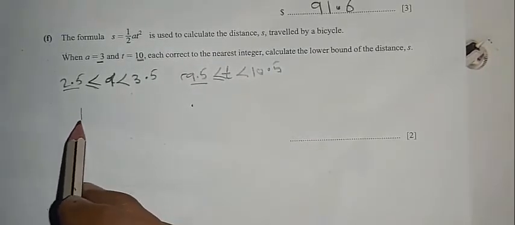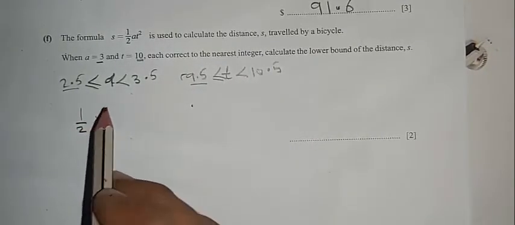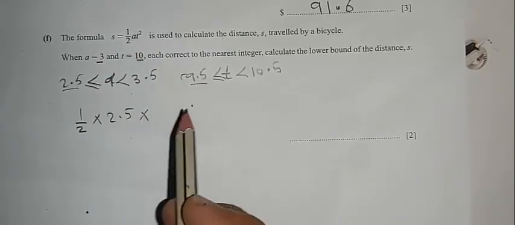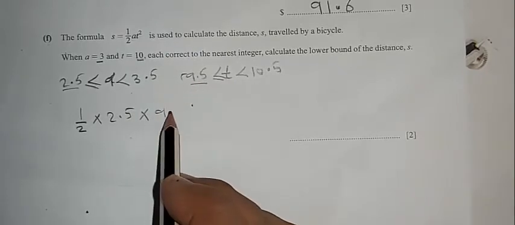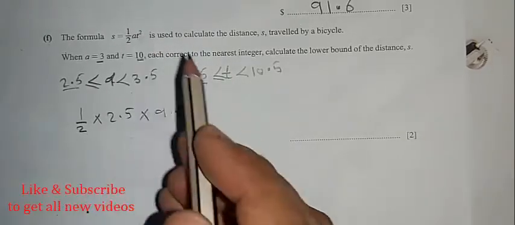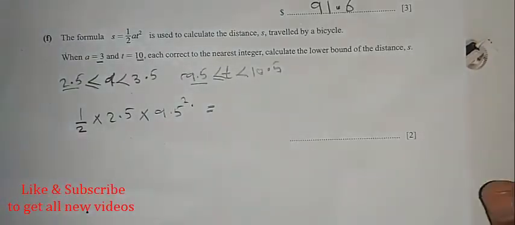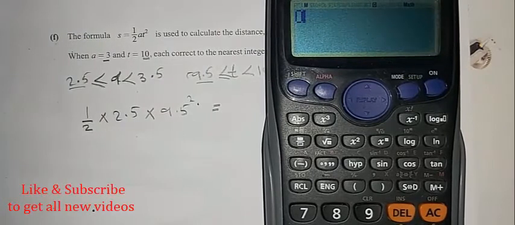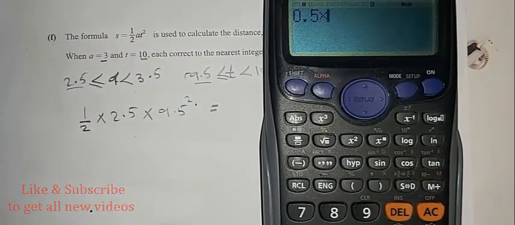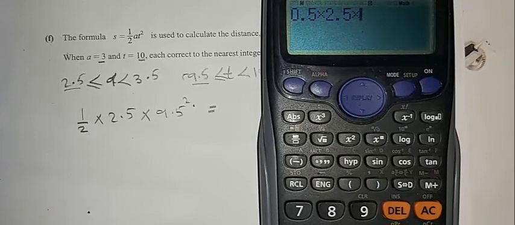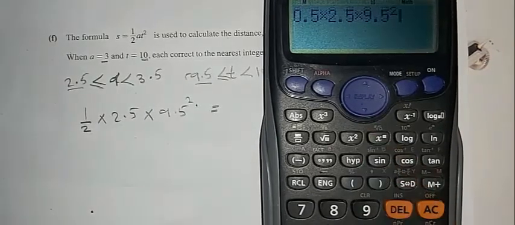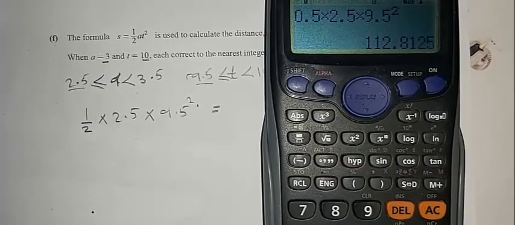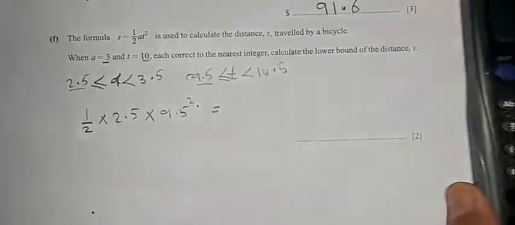So here 1/2 times the lower bound of a, which is 2.5, times the lower bound of t, which is 9.5, but be careful because t here is squared, 9.5 squared. 1/2 times 2.5 times 9.5 squared will be equal to 112.8.